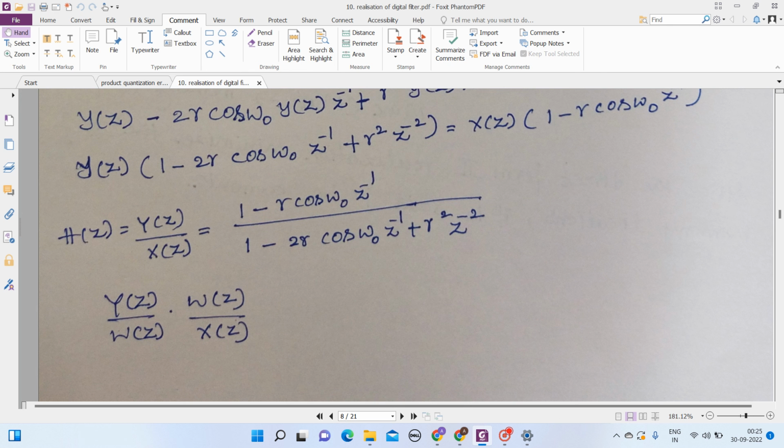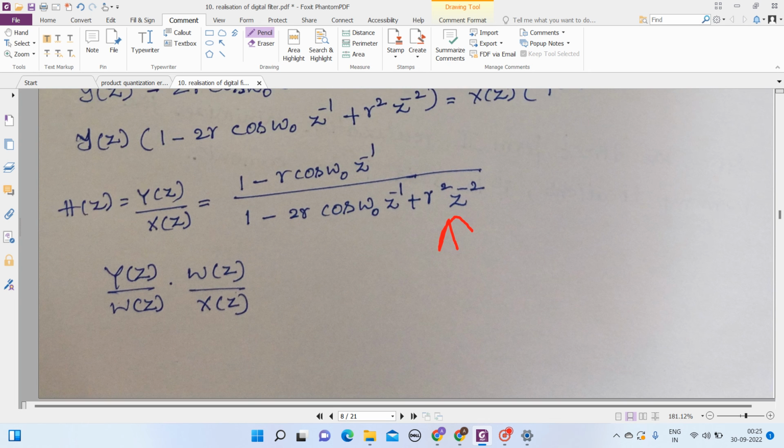See here, this is your transfer function. Just while seeing this transfer function, we are able to write the structure. How is it possible? See here.